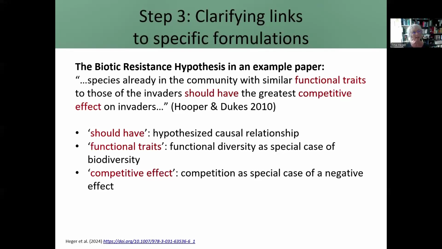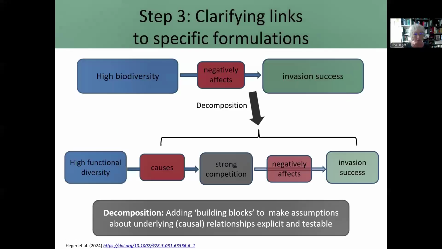And we found out, taking a look at more of these examples, that there are basically three ways in which the link can be made between the general claim and the more specific one. The first is what we call a decomposition. So this would mean adding building blocks to make assumptions about underlying causal relationships more explicit and also testable.